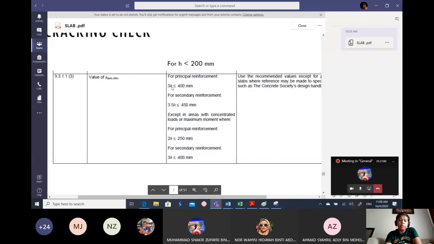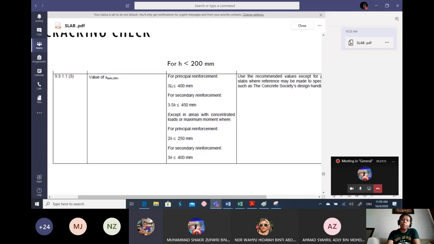If we have a slab here of 100 mm, what is its S maximum here, class? 300. So it means that when you provide your reinforcement, the spacing must be at most 300. If less than that, it is better.